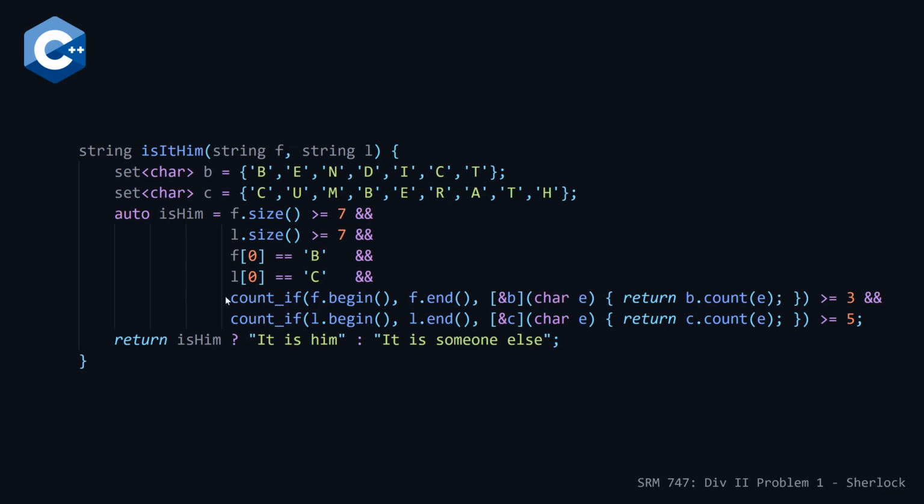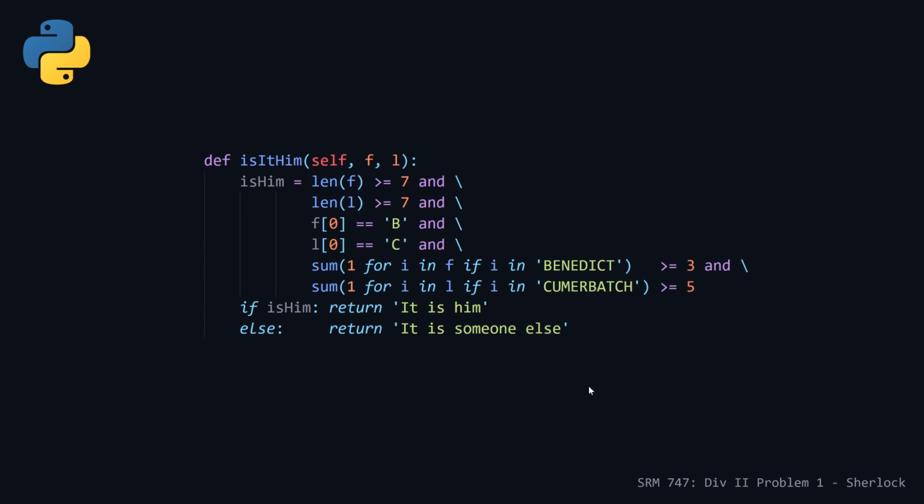And then based on these criteria, at the end, you just return: if is_him is set to true, it is him. If false, it is someone else. And we're only going to take a look at one other solution, and that's the Python solution, which whenever we're dealing with strings typically leads to the shortest and most concise solution. And just in general, Python usually looks pretty good. So here is that solution.